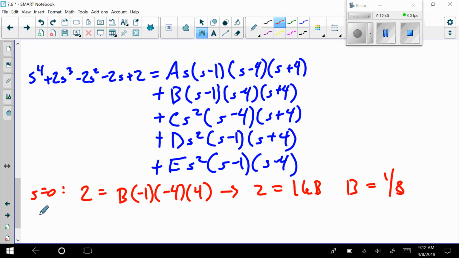Okay, and then we just keep going, right? If s equals 1, then I would have up top here, I should get negative 15.